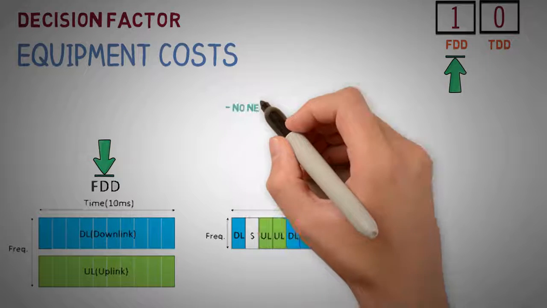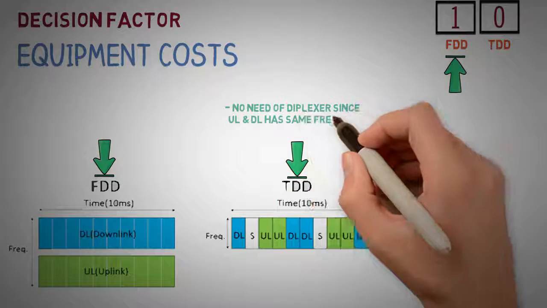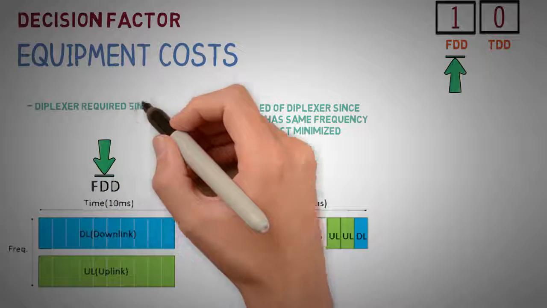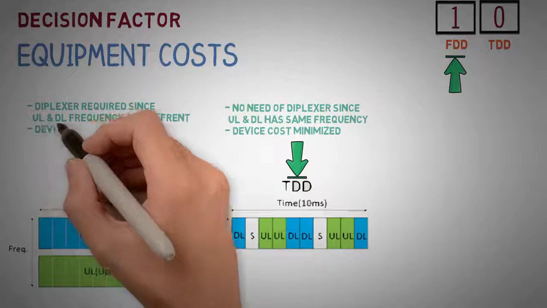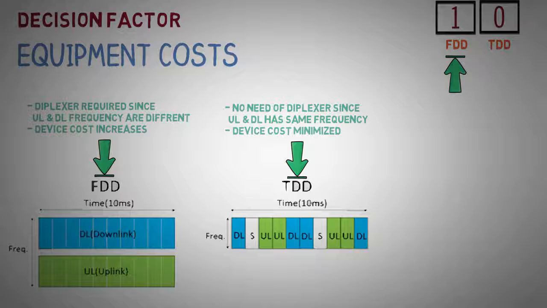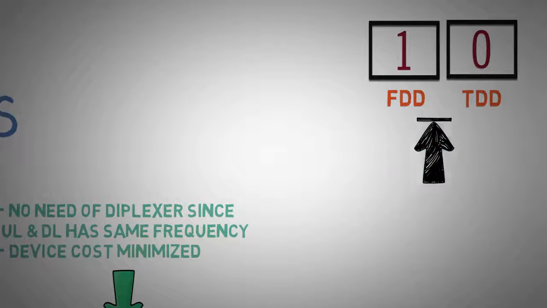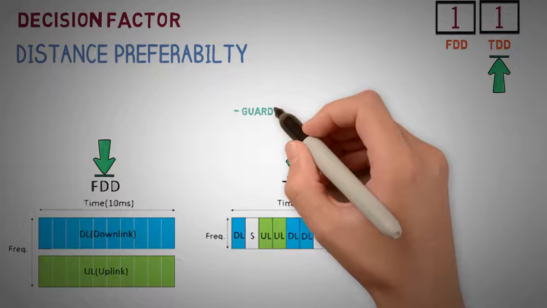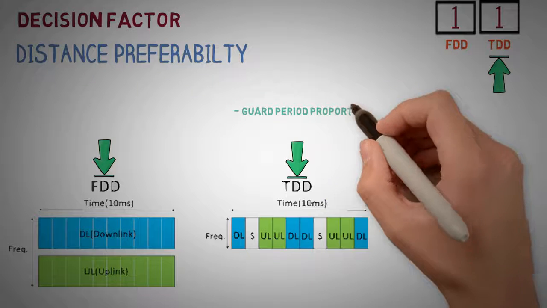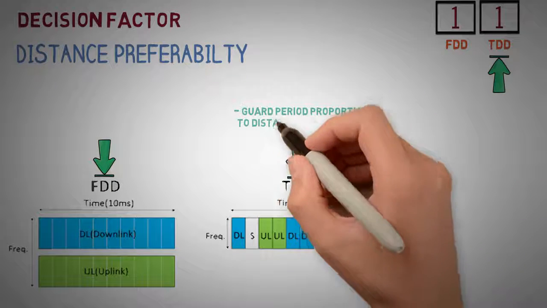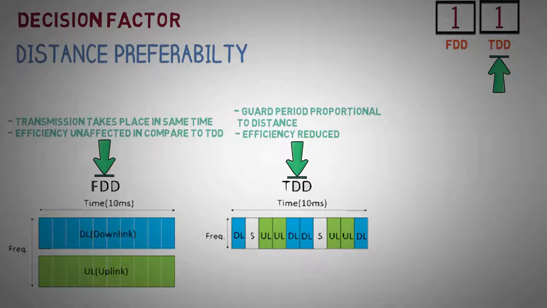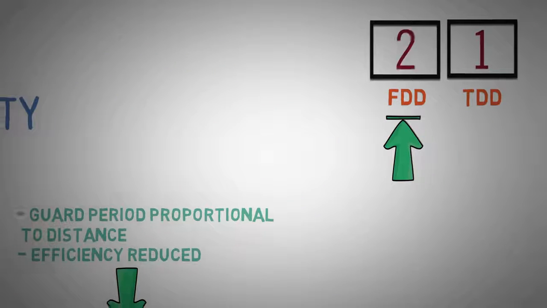Equipment costs. No duplexer is needed to isolate the transmitter and receiver in TDD, whereas in FDD a duplexer is needed. This is a key aspect, as the cost of the user equipment is of major importance because of the vast numbers that are produced. TDD has the advantage here. Distance preferability. As the distance increases, the guard period also increases in TDD because the point-to-point signal propagation time increases. The increased guard period significantly affects the efficiency, whereas FDD does not have a problem with small or large distances.